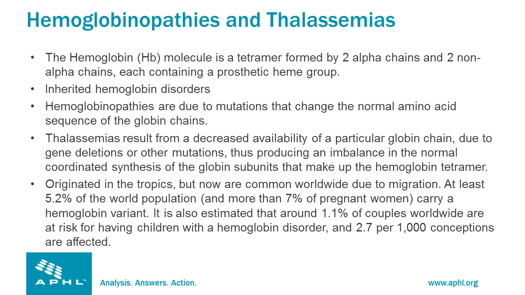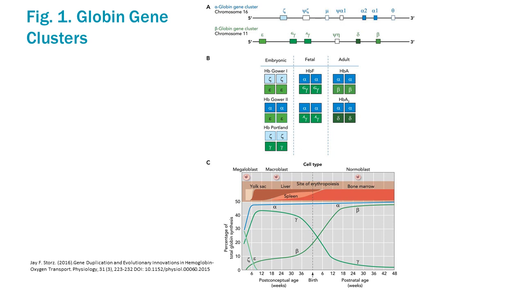In the case of the thalassemias, we have deletional types and non-deletional types that are going to lead to a decreased availability of the particular globin chain that is being affected. And therefore, there will be an imbalance in the normal coordinated synthesis of the globin chain subunits that we see. These disorders originated in the tropics. However, due to worldwide migration, they can be found anywhere. Next slide. And it is estimated that about 5% of the world population are hemoglobin variant carriers.